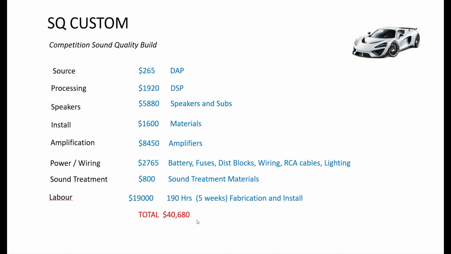Okay, so as I said, this would be the kind of cost that, if you just rocked up to a typical car audio shop and said, build me an audiophile, competition level system, this is the type of money for a middle of the road system that you can expect to pay here in Australia. And people do, and some people spend more, to be honest, right?